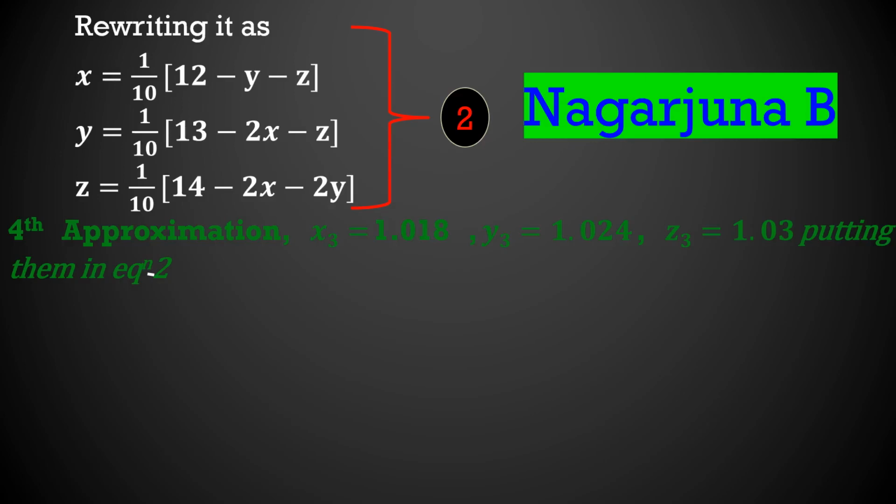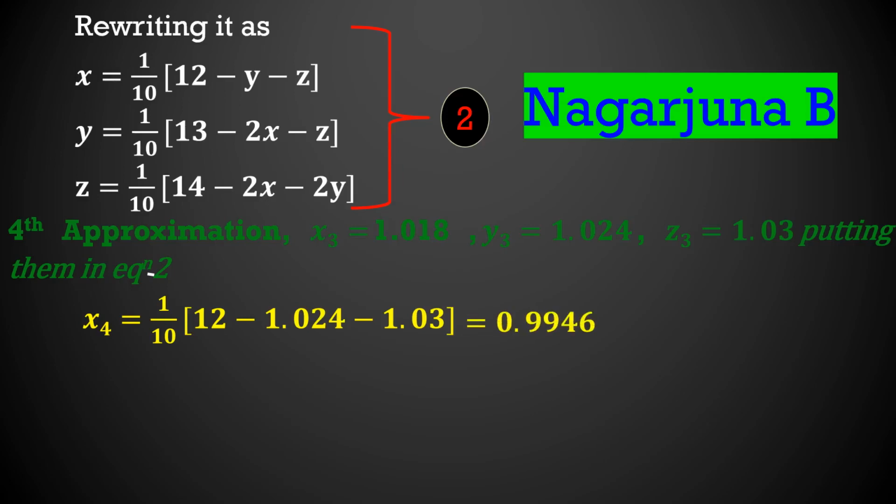x4, y4 and z4. x4 is equal to, considering the first equation, 1 divided by 10 into 12 minus y, which is 1.024, minus z, which is 1.03. In the calculator you can write, open the bracket, 12 minus 1.024 minus 1.03, close the bracket, divided by symbol 10, and upon simplification this will be equal to 0.9946.